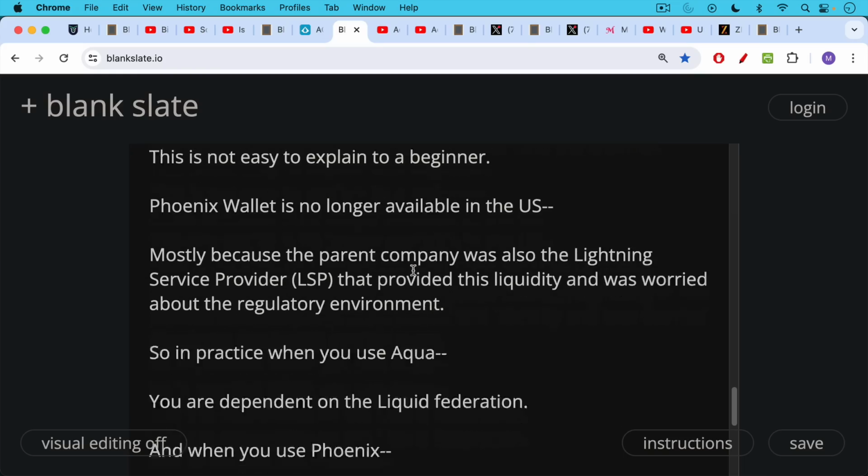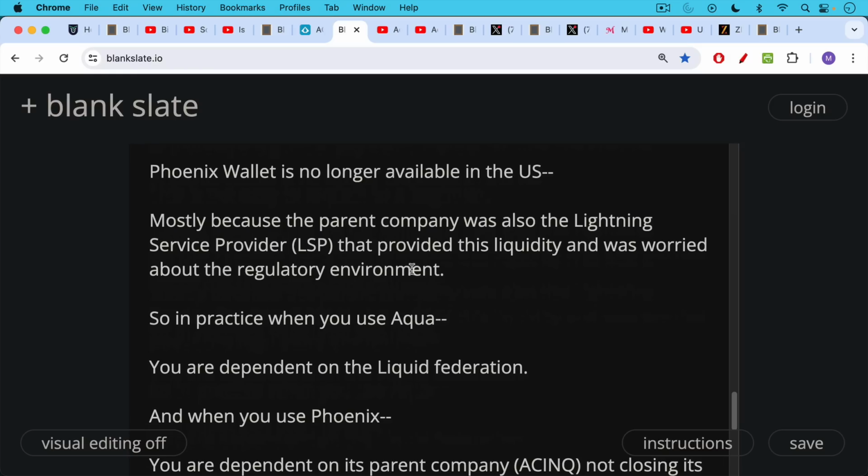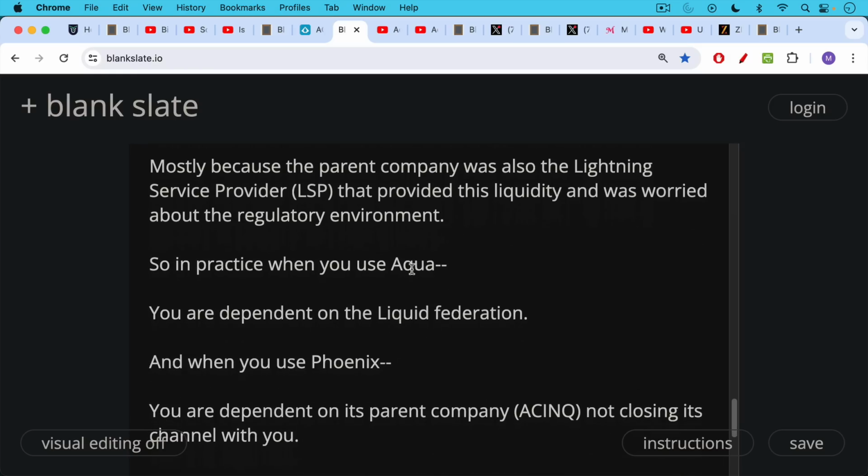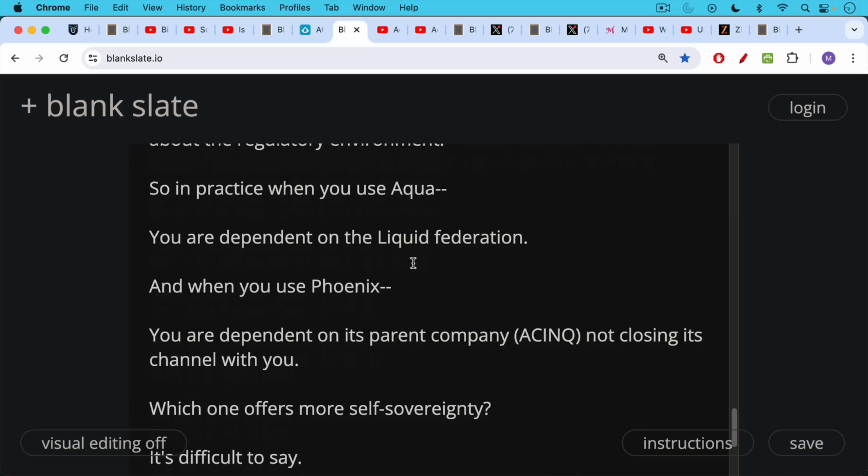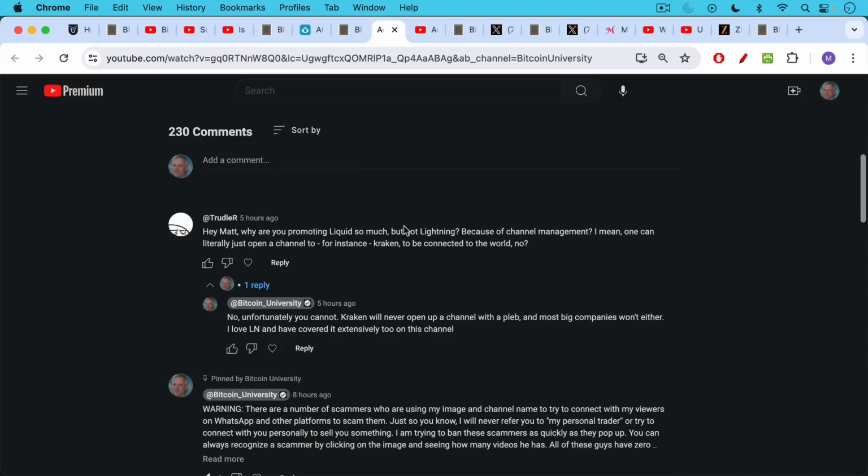So in practice, when you use Aqua, you're dependent on the Liquid Federation, but you're also quite dependent with other wallets. When you use Phoenix, you're dependent, or you were dependent, on its parent company, Acinq, not closing its channel with you. So the question is, which one offers more self-sovereignty? It's difficult to say. Who do you trust? Liquid Federation, we can still use their product in the US. Phoenix, as we said, has now pulled out.